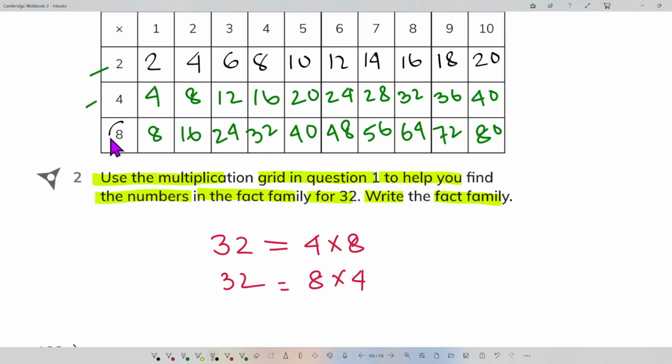Like this is 8 and this is 4. Once we multiply, 8 times 4 is 32. Same thing, here is 8 and here is 4 and here is 32. Okay, so for 32 we can write 4 times 8 or 8 times 4. So we can get this from the 4 times table, also the 8 times table. So numbers 1 and 2 are done.